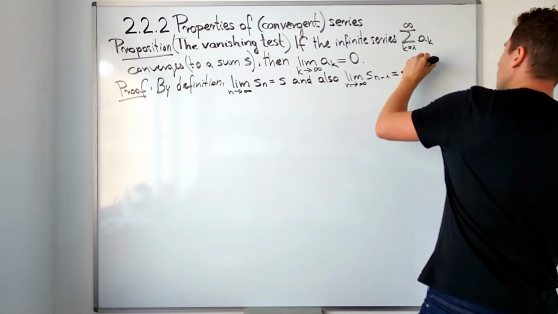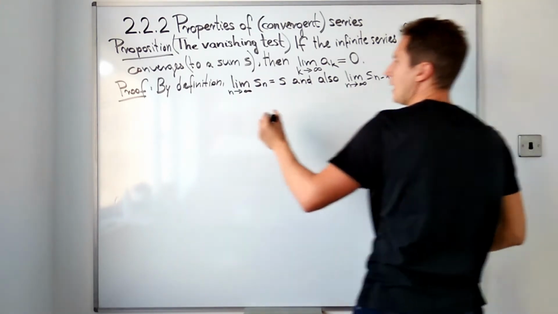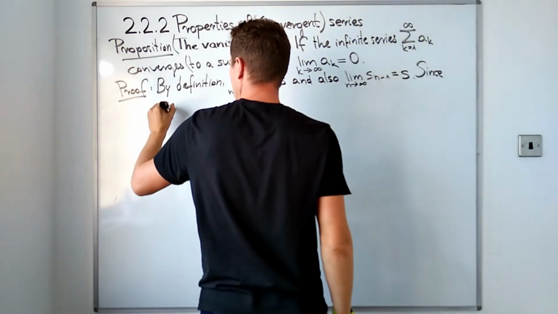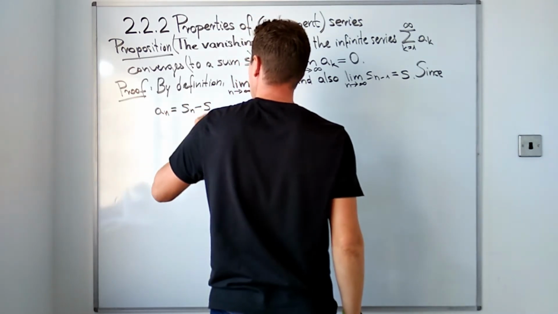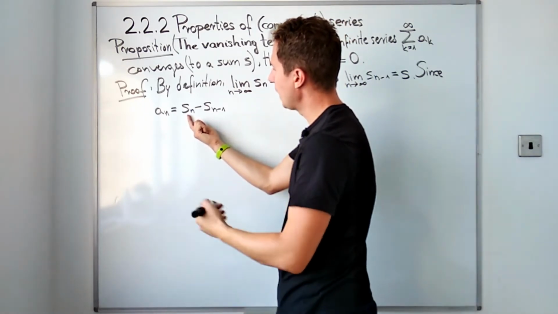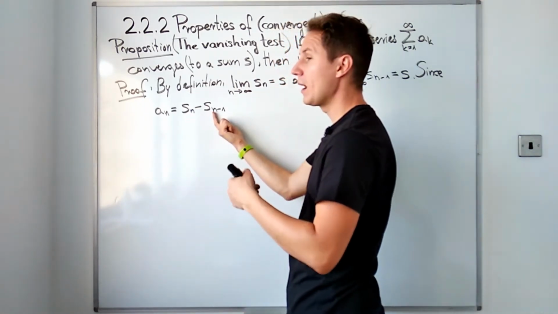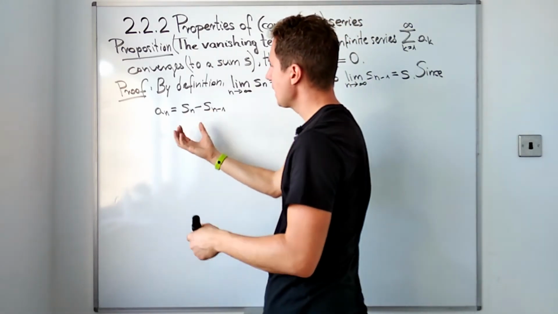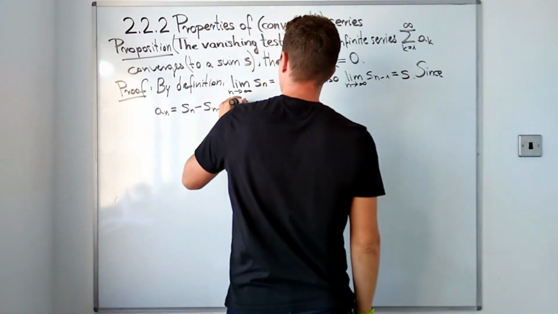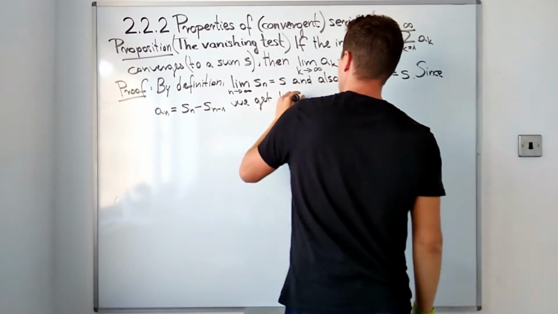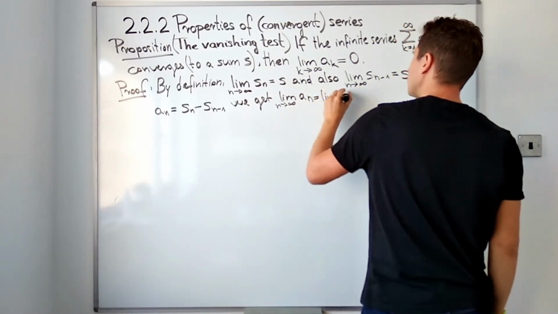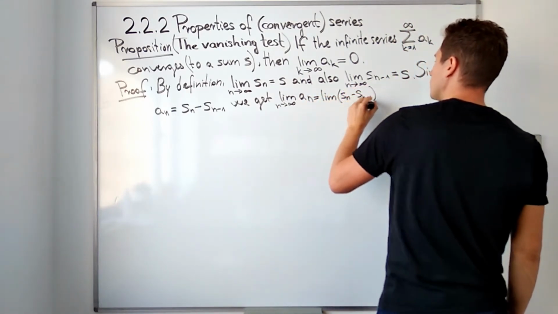Since an, the nth term of our infinite series, is equal to the nth partial sum minus the n minus first partial sum, because here we are adding up the terms from a1 to an, here we are adding up terms from a1 to an minus 1. So if we take this difference, the an term remains. So when we take the limit of an, with n going to infinity, it's the same thing as taking the limit of this difference of partial sums.